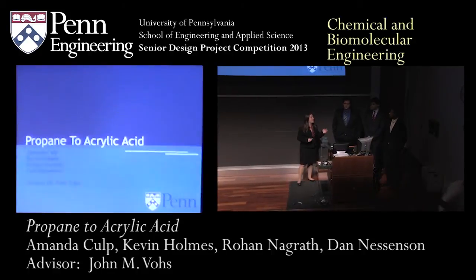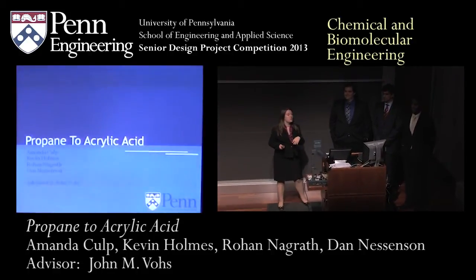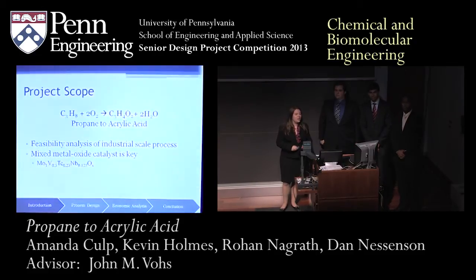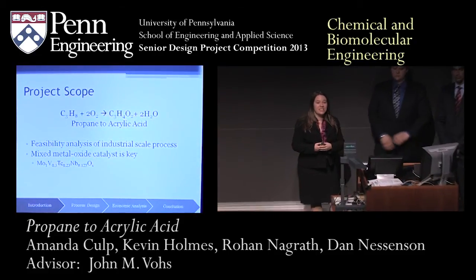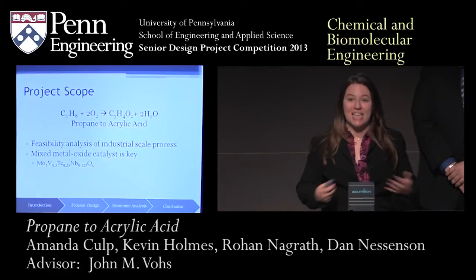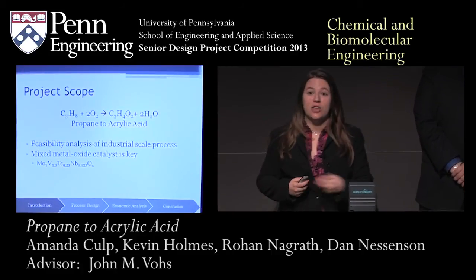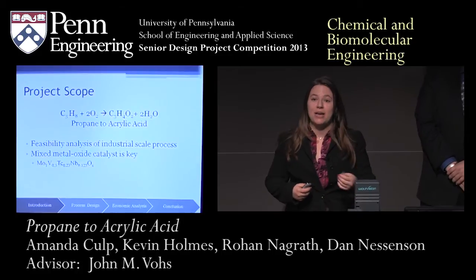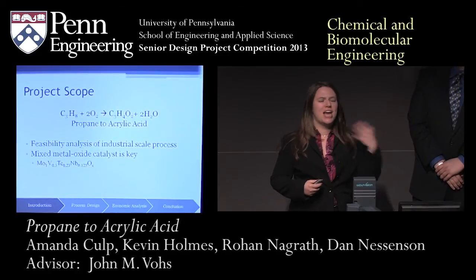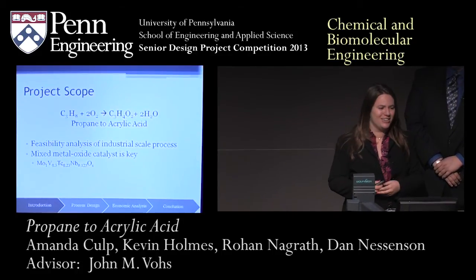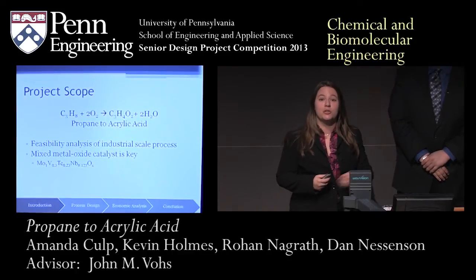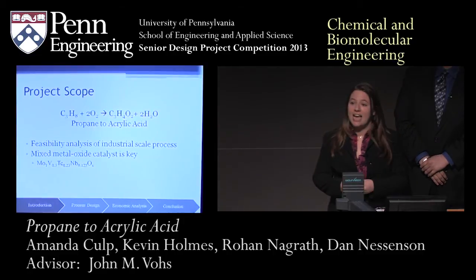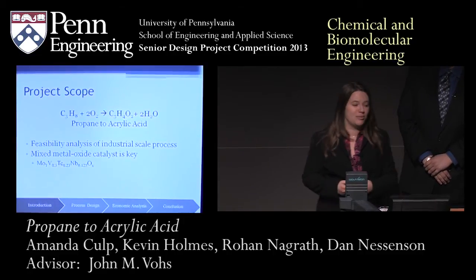Hey, so I'm Amanda, and this is my group, Kevin, Rohan, and Dan, and our project was propane to acrylic acid. As process design engineers, we do not build prototypes, but instead conduct feasibility studies using computational methods such as Aspen. These feasibility studies are then created into processes which make the compounds produced for mechanical and electrical engineering product design. In our process, we analyze the industrial scale production of propane to acrylic acid using a mixed metal oxide catalyst for which patent information is recently available.